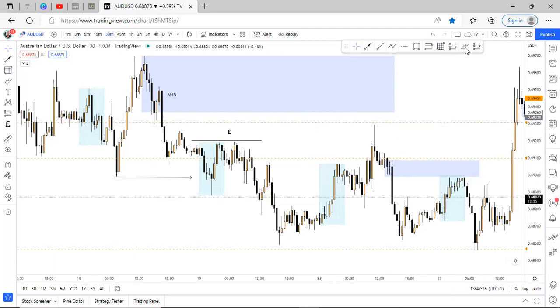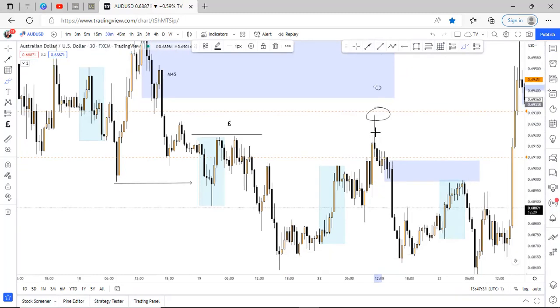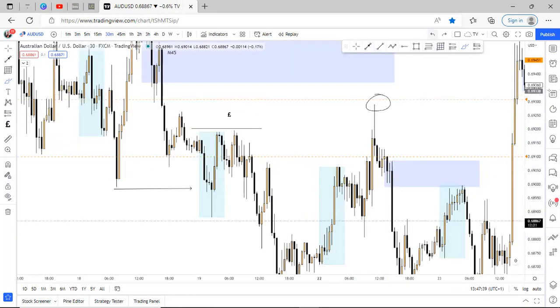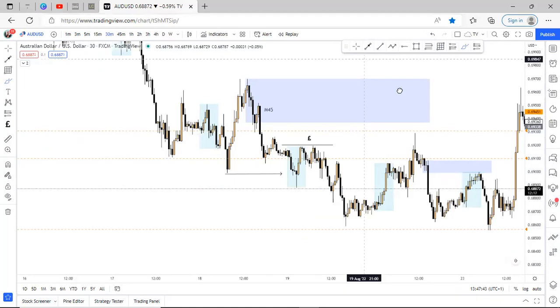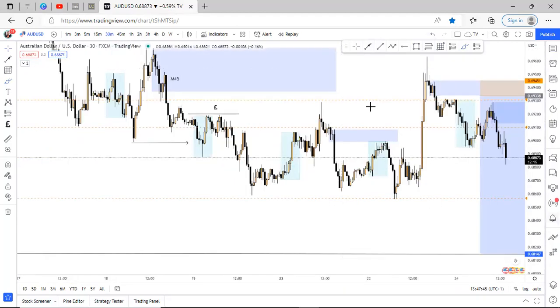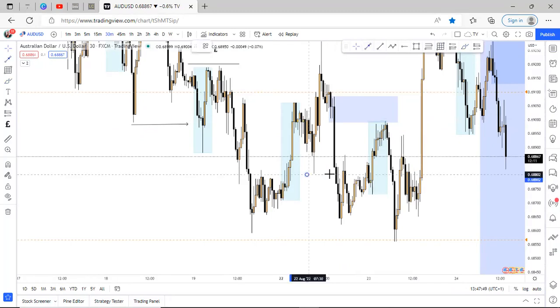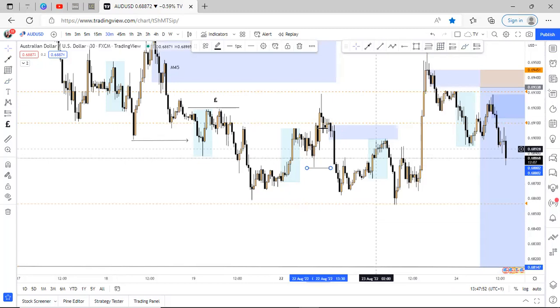I have my alert set, but price came close but didn't get to my point of interest. And that was how I missed out on this sell on AUD USD. I think this was on Monday. So I missed out on this sell. And on Tuesday again, there was another opportunity to short right here, because then we took out this low right here. We had a break of structure and price came back to the supply zone that was responsible.